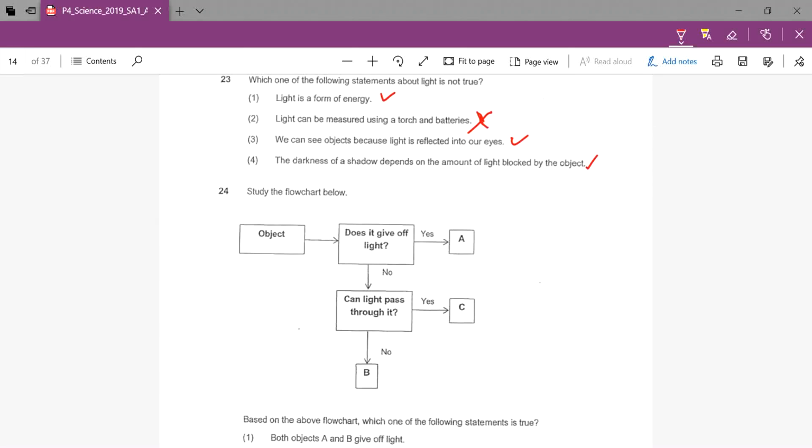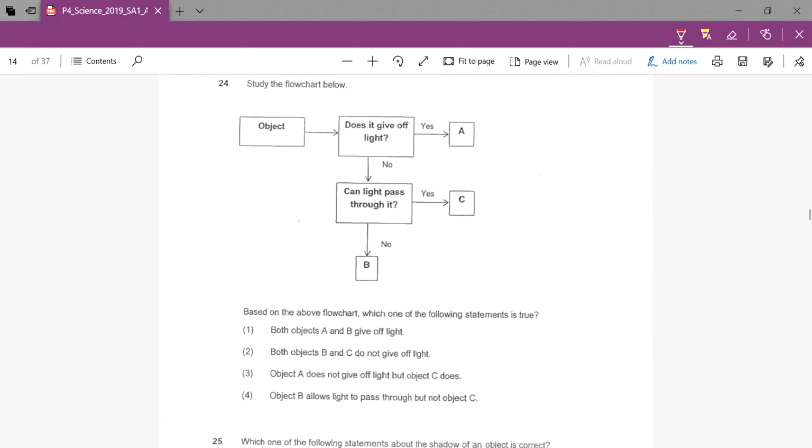What is a shadow? A shadow is formed when light is being blocked, right? So the bigger and darker the shadow, it means the more light is being blocked. Light is measured using a light sensor.